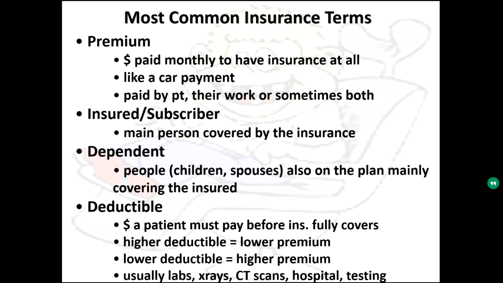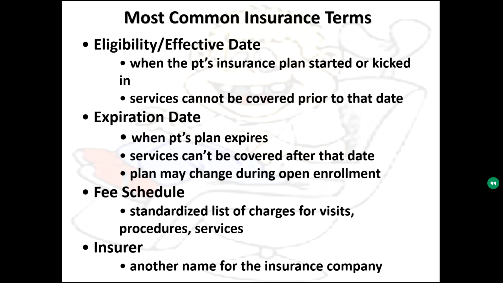Now we'll go back to the middle because they're easier words. The insured or the subscriber is just the main person who's covered by the insurance, and then dependents are anybody else on the plan that the insurance covers. So, for example, let's say your father has insurance through work. He would be the subscriber, and then he adds your mom and you to the plan. You and your mom would be dependents on the plan. That's it.